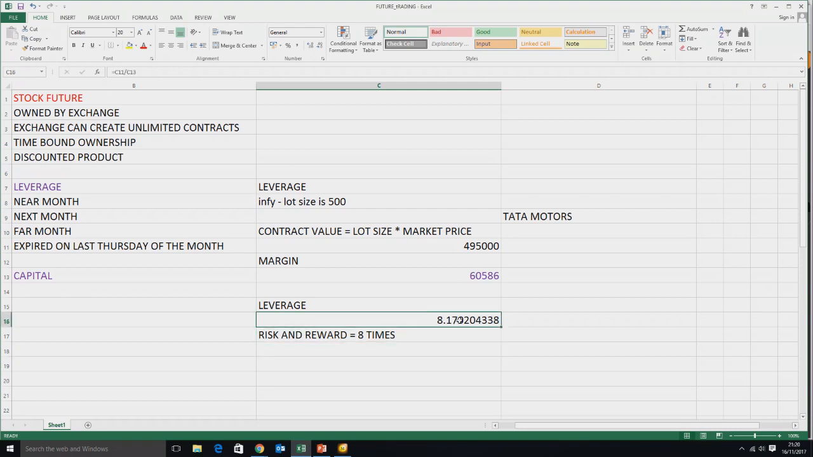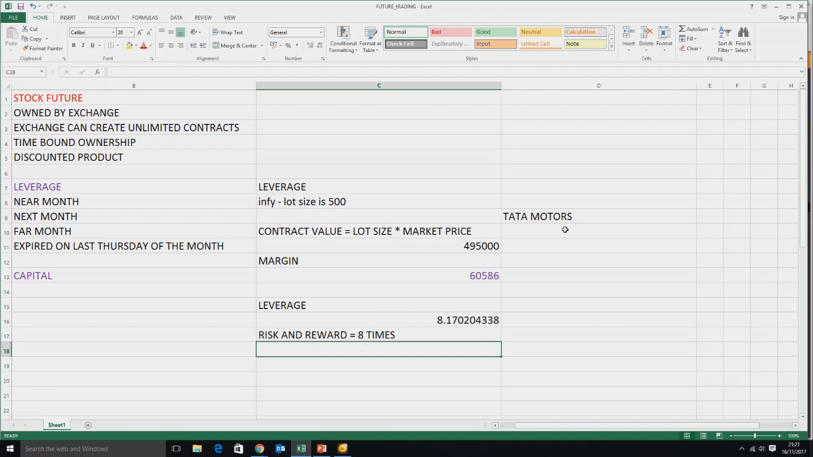And also remember, accordingly, your risk also increases with the 8 times, right? So whenever Infosys moves 1 point up or down, you will have a risk of that particular lot size, which is 500. Means if Infosys moves 2 points up, you will get 1000, and if Infosys moves 2 points down, you will have minus 1000, right? So this is the concept of the leverage.